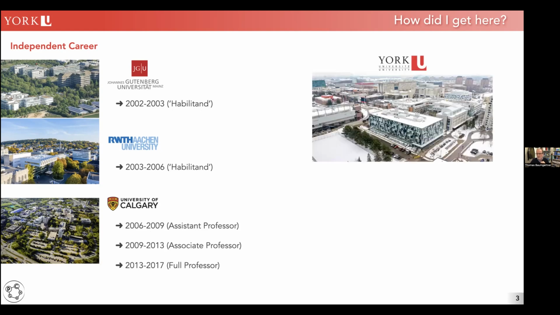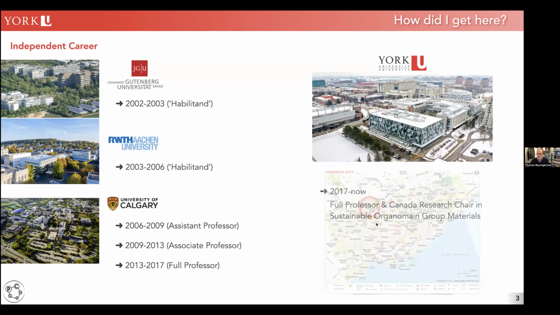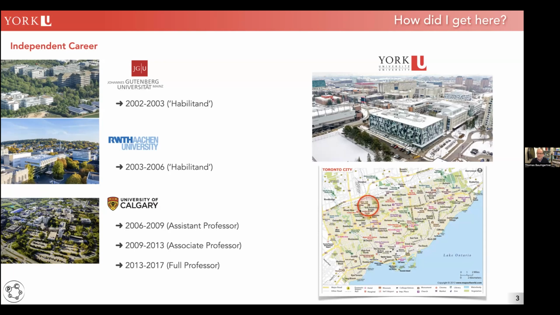And then, as mentioned, in 2017, I moved to York University, where they also offered me this Canada Research Chair position, so I could focus more on research, and I could also choose a title for my chair. I chose sustainable organic main group materials, to capture the things that we're doing and also my background. For those of you who don't know where York University is, it is still within the city limits of Toronto, at the very north border. The north edge of campus is also the north edge of the city. But we now have a subway that leads us downtown, so we can benefit from living in Toronto, which is a very multicultural place to live in.